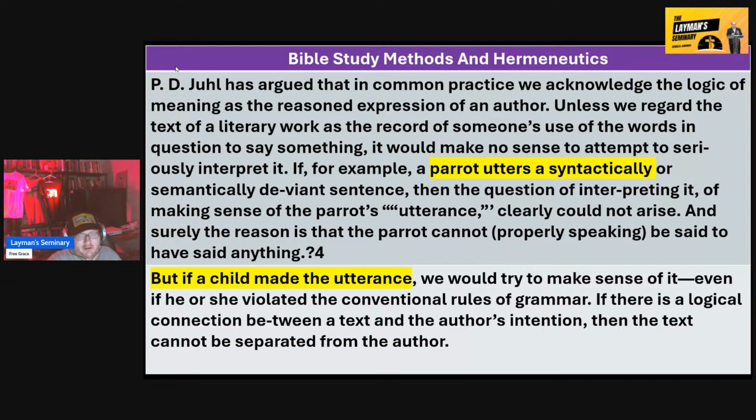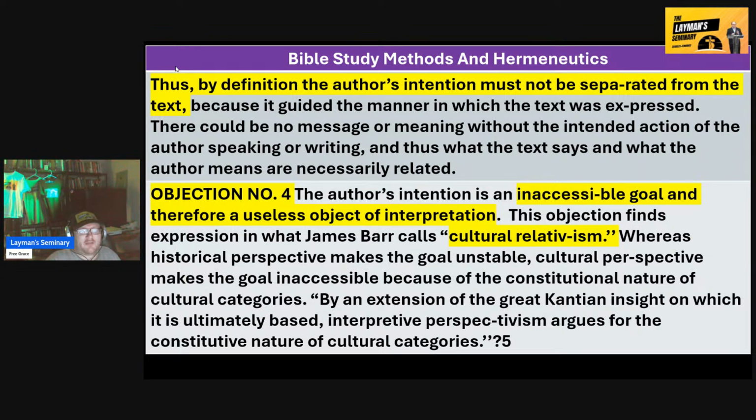But if a child made the utterance, we would try to make sense of it, even if he or she violated the conventional rules of grammar. If there is a logical connection between the text and the author's intention, then the text cannot be separated from the author. Thus, by definition, the author's intention must not be separated from the text, because it guided the manner in which the text was expressed. There can be no message or meaning without the intended action of the author speaking or writing, and thus what the text says and what the author means are necessarily related.